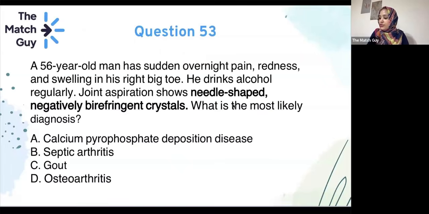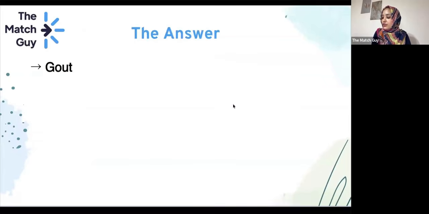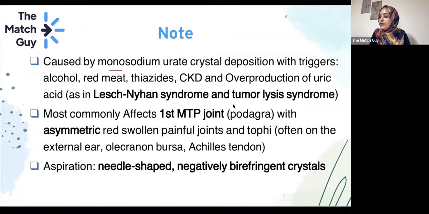Okay, let's see this question. Sudden overnight pain, redness and swelling of the right big toe. He drinks alcohol regularly, needle-shaped, negative birefringence. So this is gout. Makes sense, right? Monosodium urate, like we said, triggers are a lot of things: alcohol, red meat, chronic kidney disease, and then we have the overproducers as well, like tumor lysis syndrome and Lesch-Nyhan syndrome.